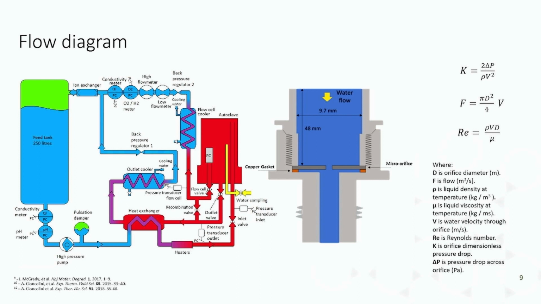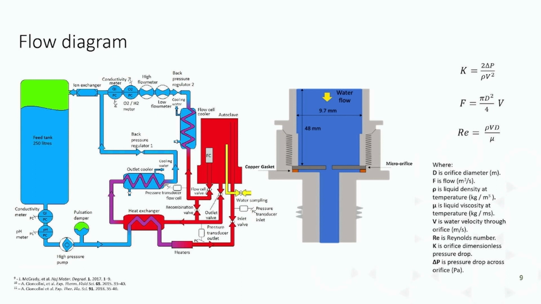And it goes through this flow cell that's situated in the autoclave itself. This flow cell houses stainless steel discs with a central microorifice that generates the necessary acceleration in order to promote this deposition process, and we can form CRUD on the surface and in the throat of the orifice disc. After it passes through this sample, it's cooled, depressurized, and we can monitor the flow rate, conductivity, and the oxygen on the return as well.